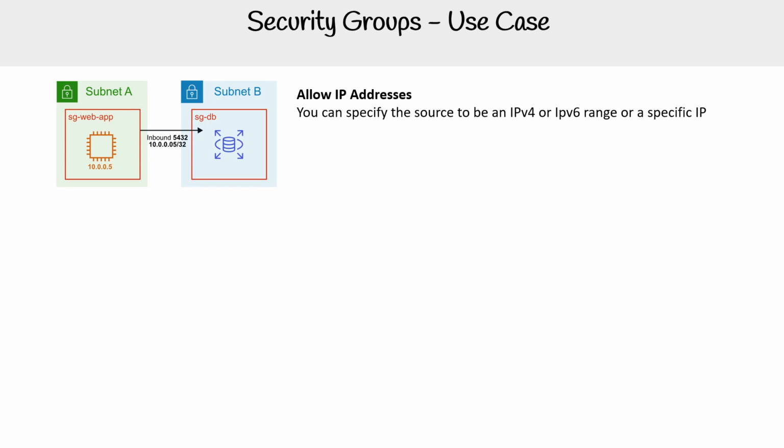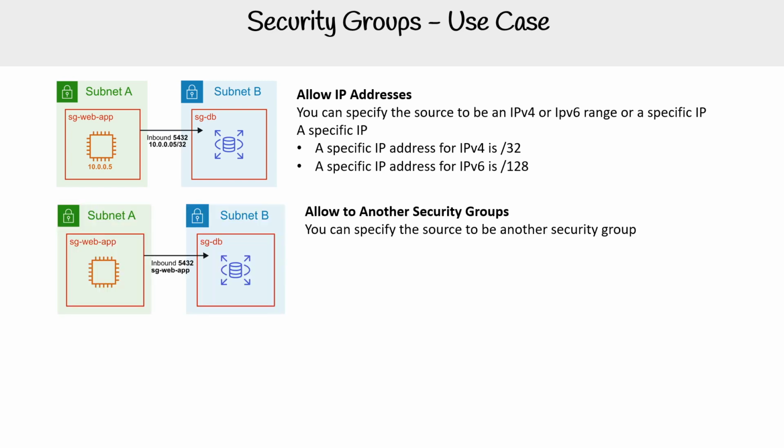Let's take a look at some use cases. The first is allowing IP addresses, and of course we can do IPv4 and IPv6. If you want to specify a very specific IP address, you'd have the /32 on the end of the IP address to specify a range of one IP address. If it's IPv6, you're going to be using /128. You can allow another security group to have access to another security group. This is a very common thing you're going to see.